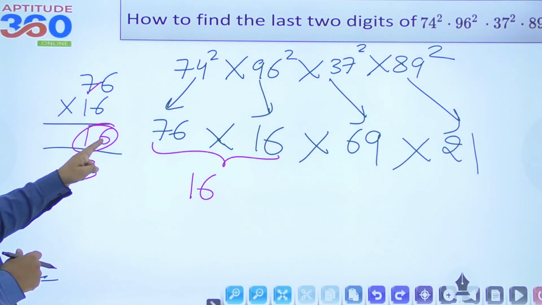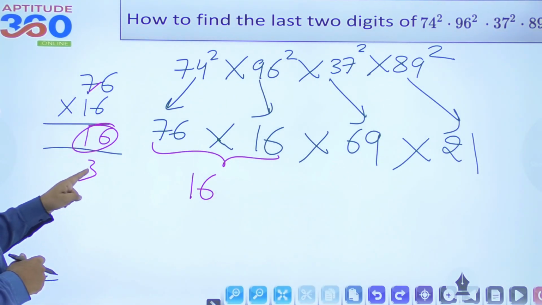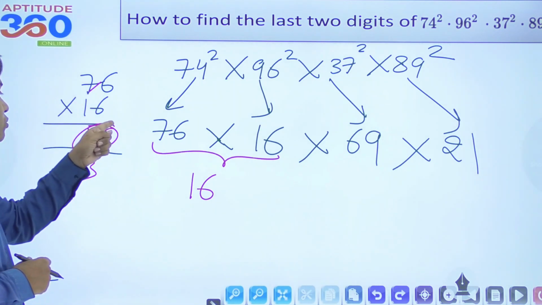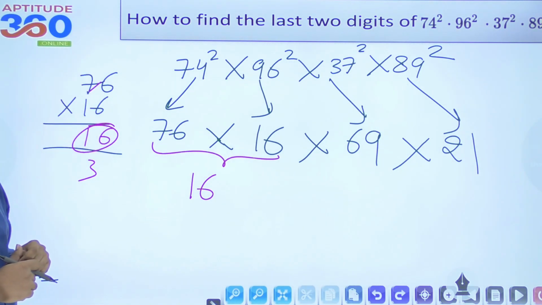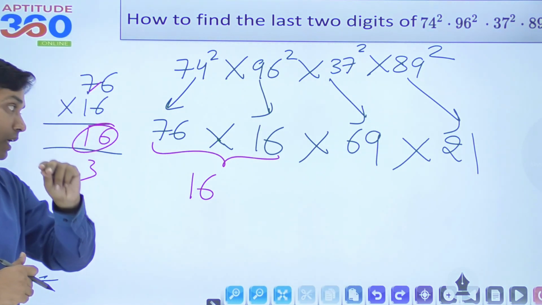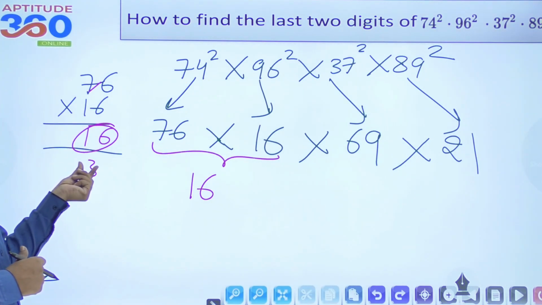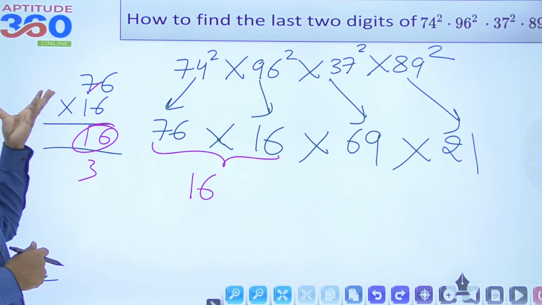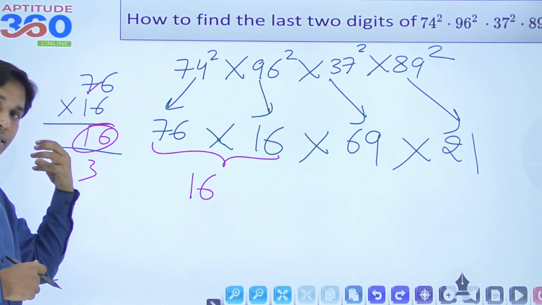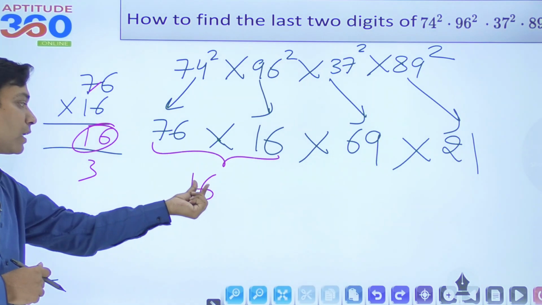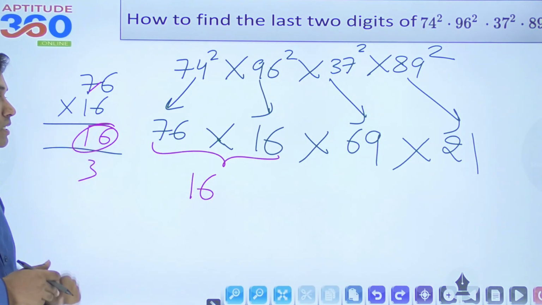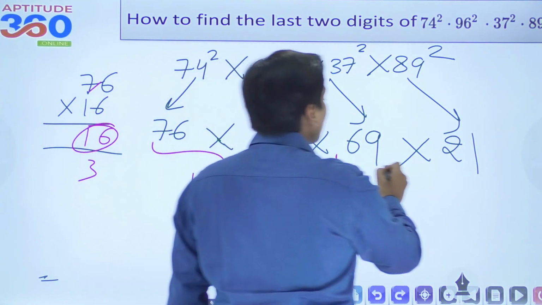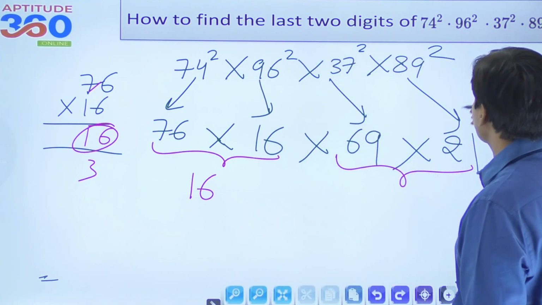So 6 into 6, 36. 6 will be here. 3 will go ahead as a carry forward. 7 into 6, 42. 1 into 6 is 6. 42 plus 6, 48. Plus this carry forward, 48 plus 3 is 51. So I am not worried about what is going to be at the hundreds place. All that I am worried about is what is going to be at my unit place and tens place. Do you understand this?